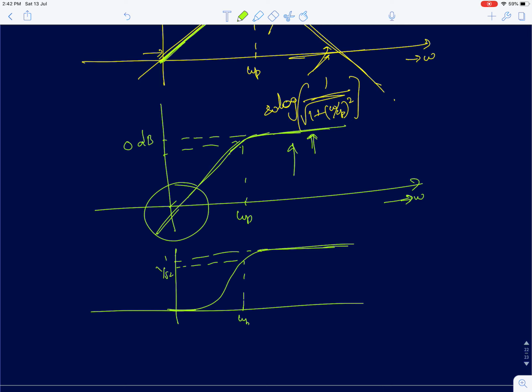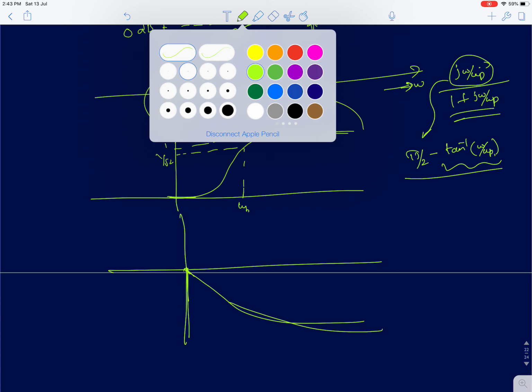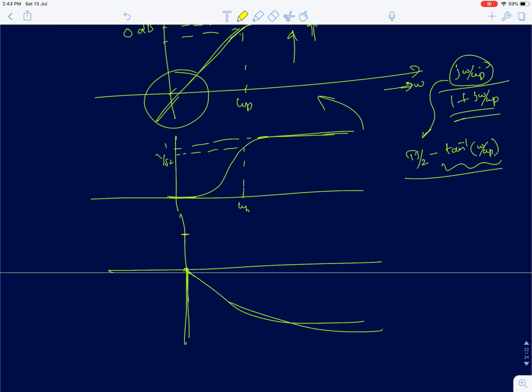So first you should plot the second function going from 0 to pi by 2, and then shift this function by pi by 2. So it will start from pi by 2 and then go to 0 eventually. At omega equal to omega p, you will get plus pi by 4. So it will start from pi by 2, a 90 degree phase shift, and eventually go to 0. Okay, so that's the response for a high pass filter.